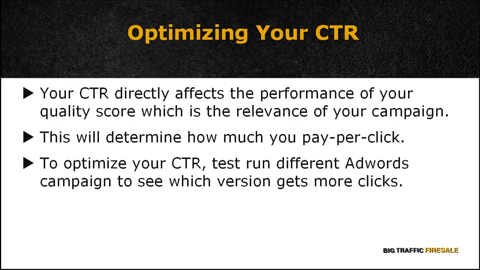Second is optimizing your click-through rate, CTR. Your CTR directly affects your quality score, which is the relevance of your campaign. This will then determine how much you pay per click. The higher the quality score, the lower you pay per click. Therefore, to optimize your CTR, test run different AdWords campaigns to see which version gets the most clicks.